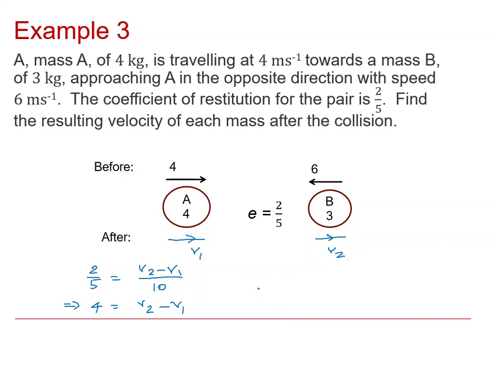Momentum before is equal to momentum afterwards. So reading off from above, we're going to have 4 times 4, but minus 6 times 3. That's the momentum before, and that equals 4 times v1 plus 3 times v2. Now that's our second equation, so we can see 16 minus 18, minus 2, is equal to 4v1 plus 3v2. So those two equations solved simultaneously will give us our solution.